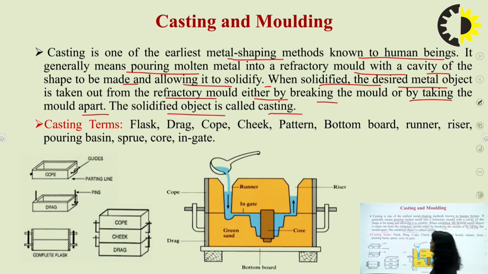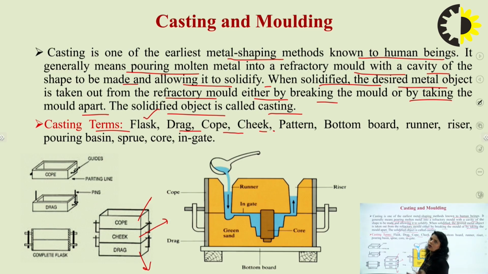So there are different terms which are used in the casting process. These are the flasks. Then cope, drag, and cheek are the names of these flasks. We can see here there are three flasks used. The upper one is known as the cope, the lower one is known as the drag, and the center one is known as the cheek.